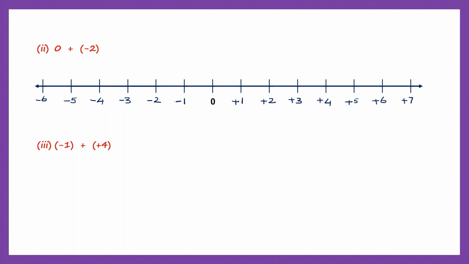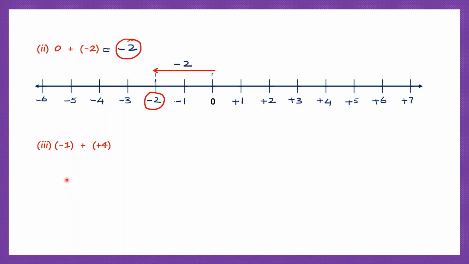So let's begin. We begin from 0 and we're going to move 2 places to the left because it is minus. So we've moved 2 places to the left. So this is minus 2, and we've reached minus 2 here. So this is our answer. Here let's write that. The answer is minus 2. So we've got our answer.